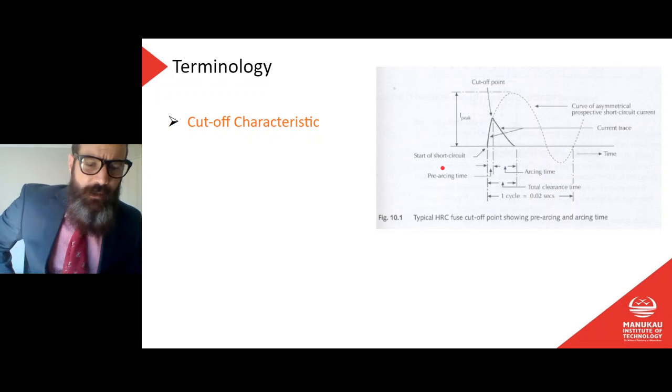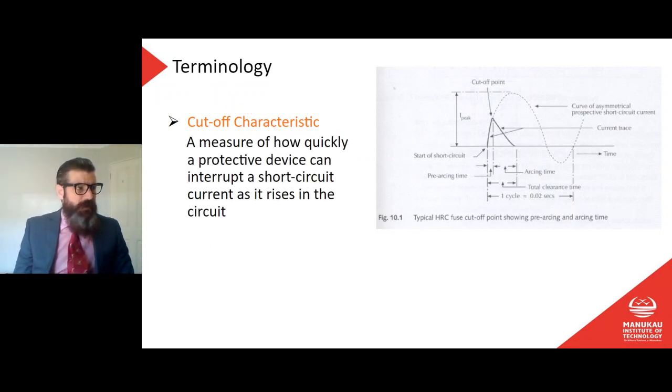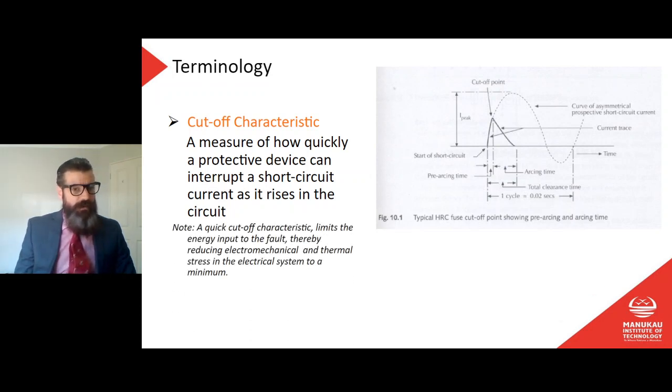Okay, the next definition, cutoff characteristic. The cutoff characteristic is a measure of how quickly a protective device can interrupt a short circuit current as it rises in the circuit. That's a mouthful. Note, a quick cutoff characteristic limits the energy input to the fault, thereby reducing electromechanical and thermal stress in the electrical system to a minimum.